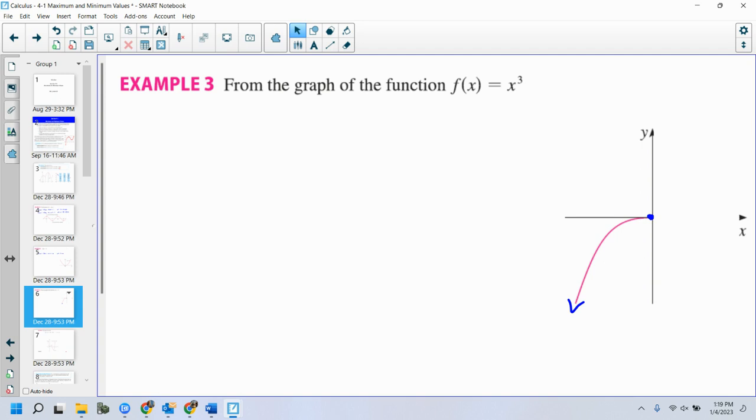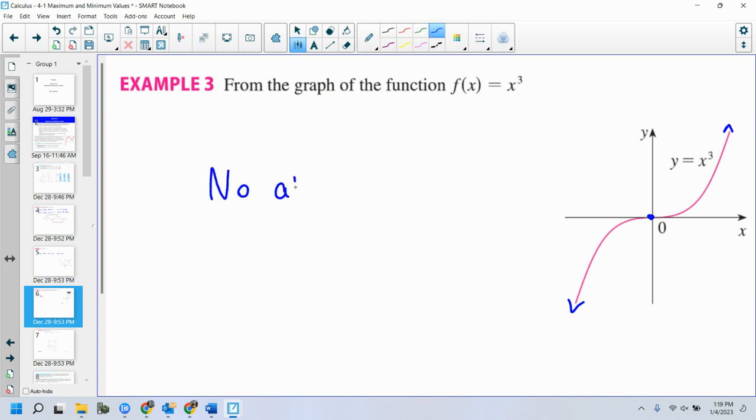Same thing on this side. I cannot say that. I would be tempted to say that this would be a maximum value. By definition, this y value is bigger than anyone around it. Well, that's not true, because it doesn't match the right side. So we would say there are no absolute or local max or minimum for x cubed. So it all depends on the function.